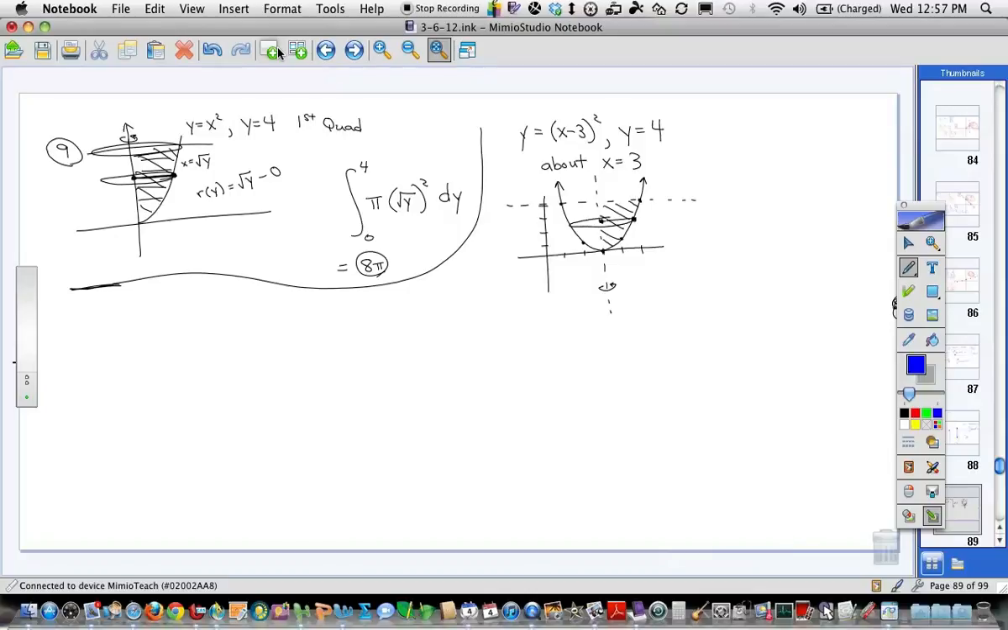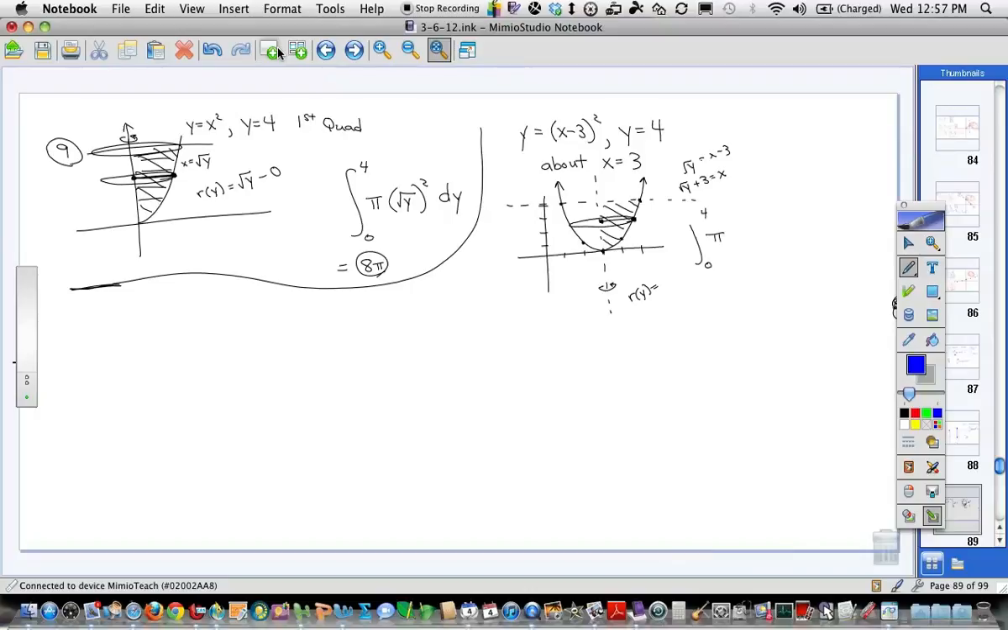Here's going to be your slice, like so. It's a circle. The integral's still going to go from 0 to 4. It's going to be pi times your radius. Our radius is still this x-coordinate. Now, what's that x-coordinate? We got to take this equation and solve it. So we get square root of y equals x minus 3, be positive square root because it's the right half, and then add 3. So square root of y plus 3 is equal to x.